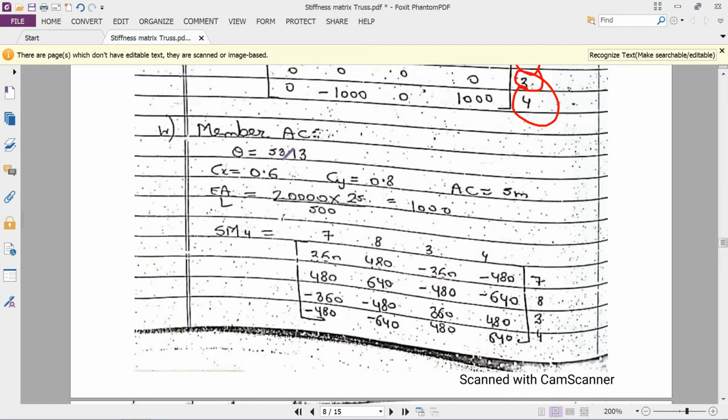We will get cos 53.13 equal to 0.6, then sin 53.13 equal to 0.8. The length of member AC is 5 meters. Accordingly we have to calculate EA by L, and the answer will be 1000.